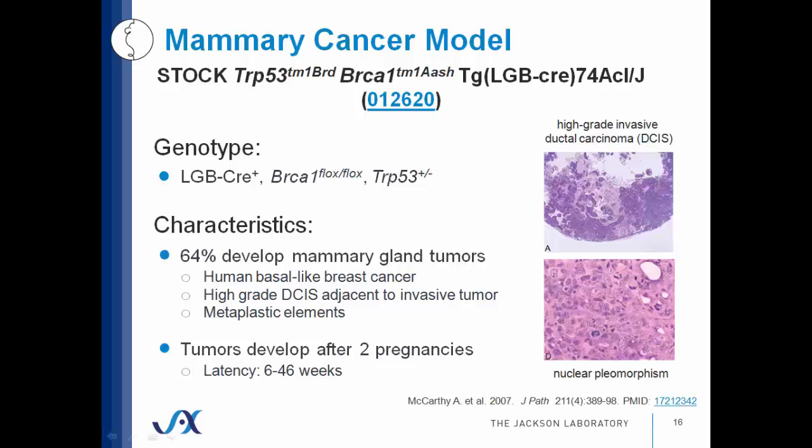And so in these mice, 64% of the mice that are homozygous for the BRCA1 floxed allele, heterozygous for the p53 knockout allele, and carry the Cre driven by the sheep beta-lactoglobulin transgene, so it's expressed in the mammary tissue, will develop mammary tumors with characteristics of human basal-like breast tumors, which is a specific type of human breast cancer that typically strikes patients at younger ages and is associated with the worst prognosis for BRCA1 related tumors.